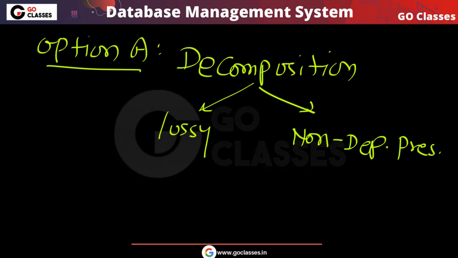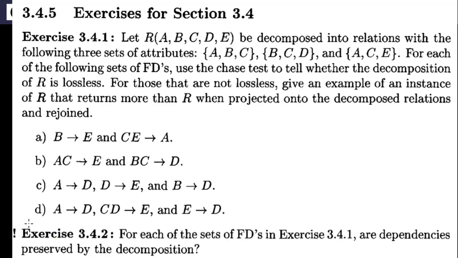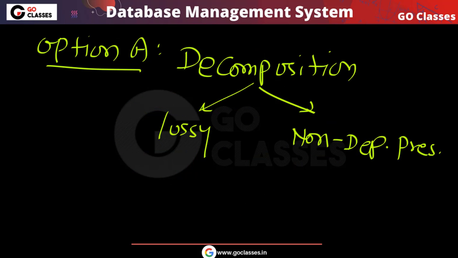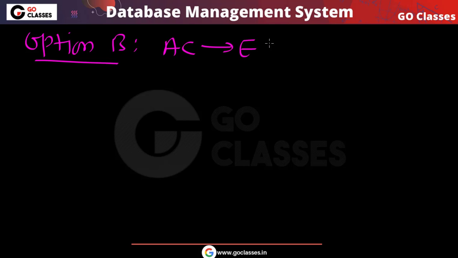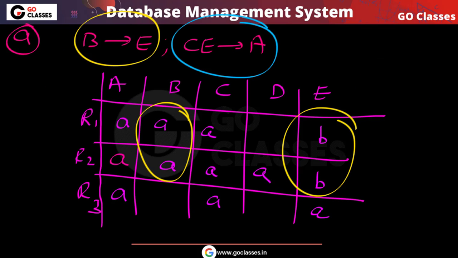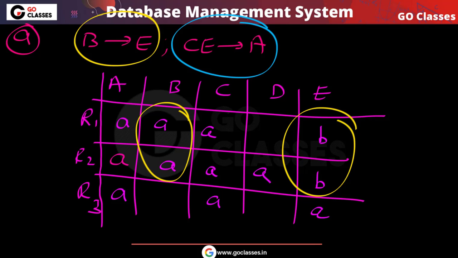Now let us check option B. Okay, so this is what we have done. Now let's see what option B is. In option B, AC determines E, BC determines D. What is option B saying? Option B is saying that AC determines E and BC determines D. You can notice AC determines E, BC determines D.